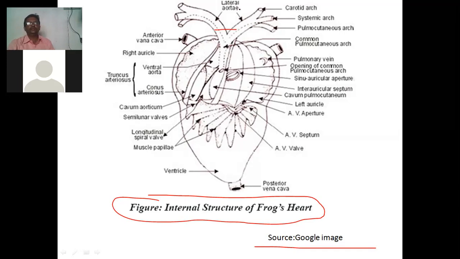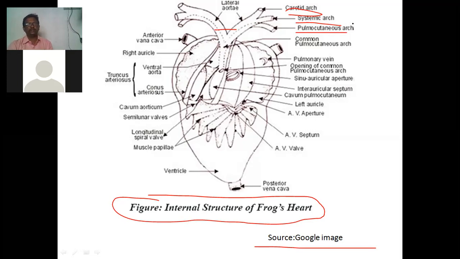As usual, this carotid arch is visible here. This one is a systemic arch and this is a pulmocutaneous arch. Let me clear one thing here: these arches have separate connections with the separate circuit.